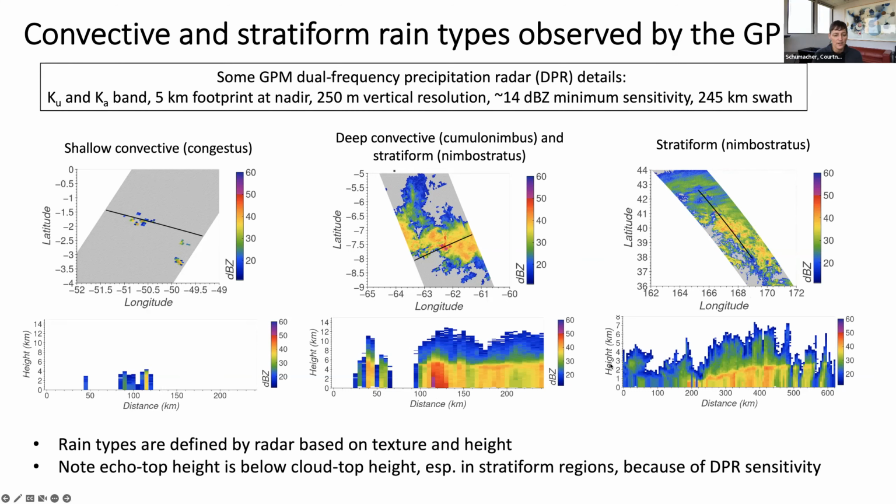These rain types are defined by radar-based texture and heights. And so if you want any more details on this, you can ask me now or later. And then I want to note that I will be talking about echo top heights. It's not the cloud top height because of the sensitivity of the DPR. It's closer in deep convection, but when you start getting into stratiform regions and really small hydrometeors, there'll be a lot of cloud aloft that the DPR might not see.